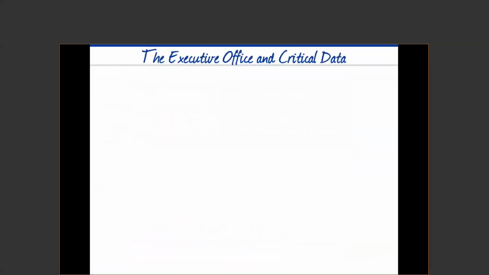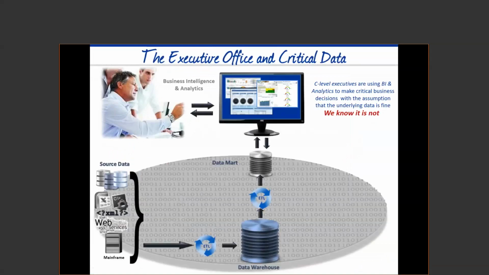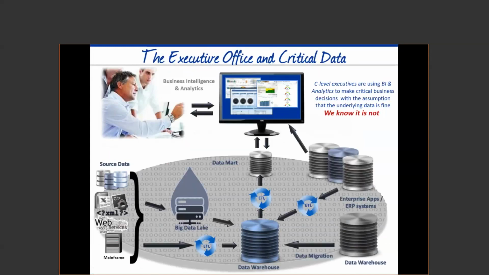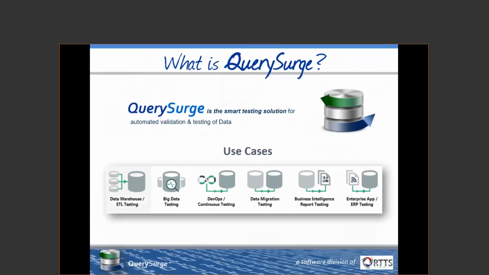So we usually start with our business case. We know that executives make critical decisions based off of their BI and analytic reports, and the assumption is the underlying data that's displayed in these reports is accurate, but we know that's not always the case. Bad data can be introduced into the architecture. How does that happen? Well, as data flows from its initial source into data warehouses, data marts, data lakes, data migration projects, and ERP systems, anytime data is moving from one system to the other in the architecture, there's a possibility of bad data being introduced, and that's what QuerySurge does, helps automate the testing of the data as it moves through your system. We position QuerySurge as the smart testing solution for automated validation and testing of data.